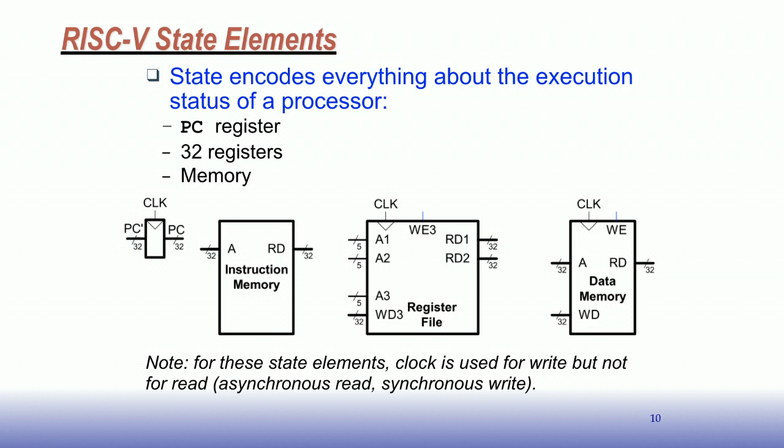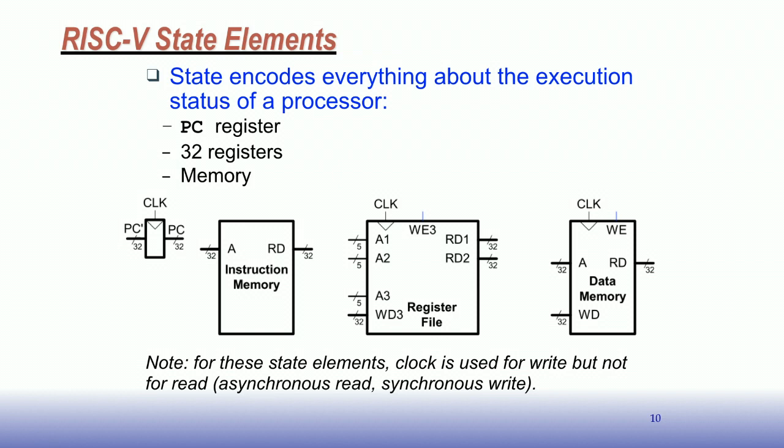Some people think of it as a program pointer or an instruction pointer, which points to the next instruction. We have an instruction memory that stores all the instructions to execute for some particular program. There's a data memory that's going to be used for holding data.